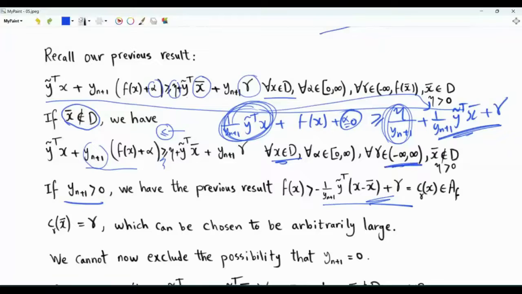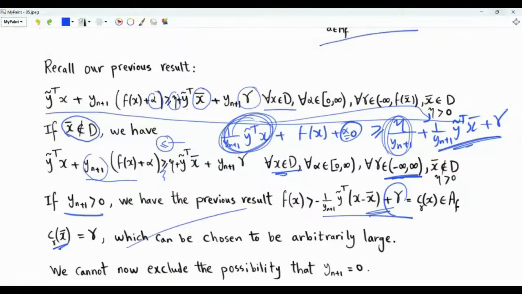Gamma is any real number. C gamma of x bar is gamma. There's nothing now preventing us from assigning a very large value to gamma. We have functions in the set AF, and at x bar, if x bar now is not in the effective domain of the function, we can find functions that can be made arbitrarily large at x bar. This means that the supremum is infinity, and this is exactly what we wanted to show.